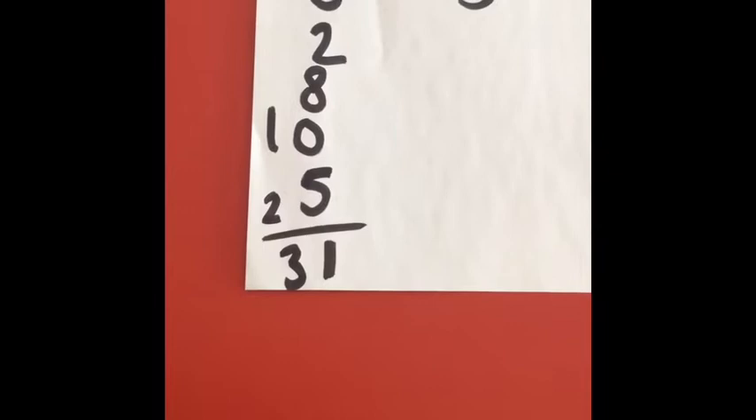So I've added up the numbers that I've got there: 6, 2, 8, 10, and 5. And I've got 31. So I know 31, I need 5 more to get to 36. So my missing number must be 5.